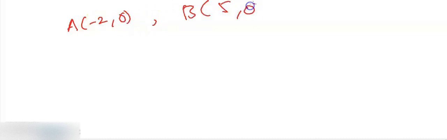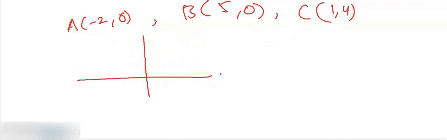For example, A is my point, that is -2, 0, B is 5, 0, and C is, for example, 1, 4. Now, if we draw this one over here, then -2, 0 is going to be somewhere here, and 1, 4 is going to be somewhere here, 5, 0 is going to be somewhere over here. So now if you look carefully, then this is going to be our triangle, this is my A, and this is my B, and this is my C.